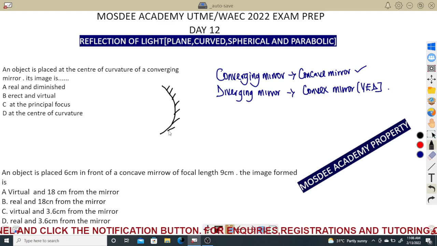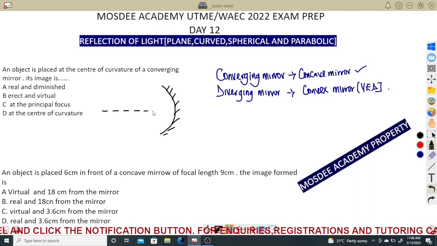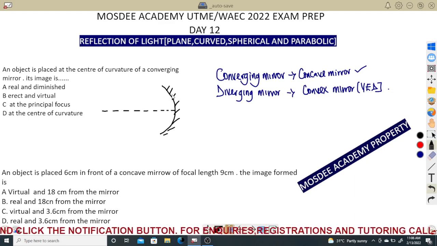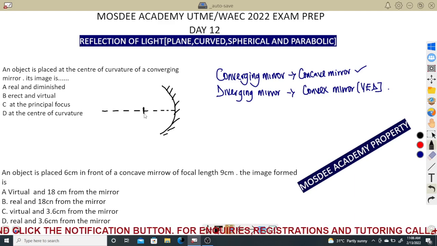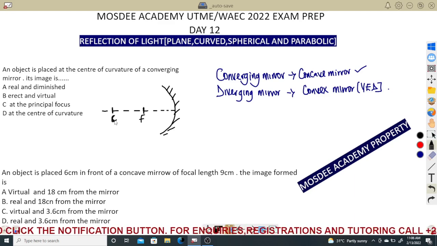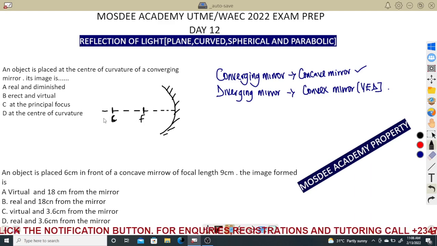And we know from the principal axis, a ray that is coming from any point and is incident on the mirror must always pass through the focus. So we say this is the center, the focus. It depends on the position at which you place the object; that will tell you the position at which the image is going to form.